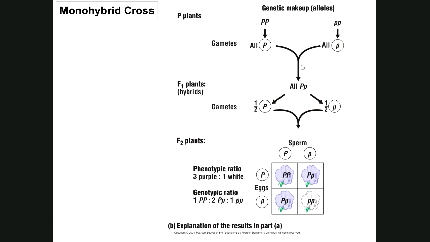Okay, the homologous pair of chromosomes during cell division and meiosis are going to be segregated. Therefore, some of the sperm are going to be carrying a homolog with the dominant P allele. Some are going to be carrying the homolog with the recessive allele.